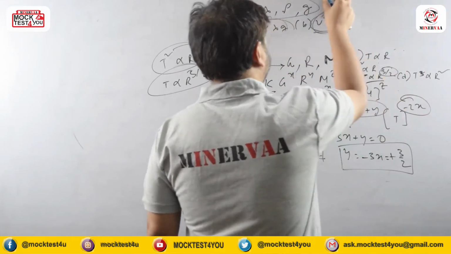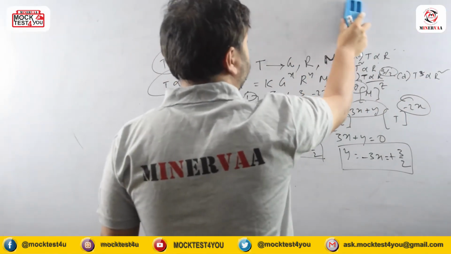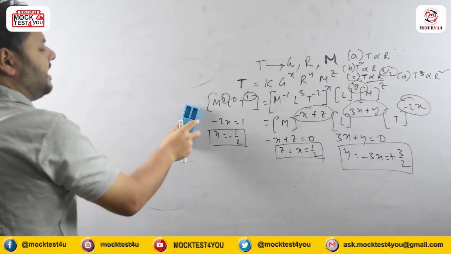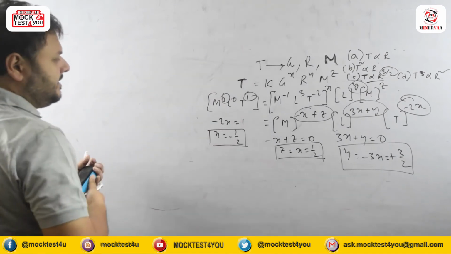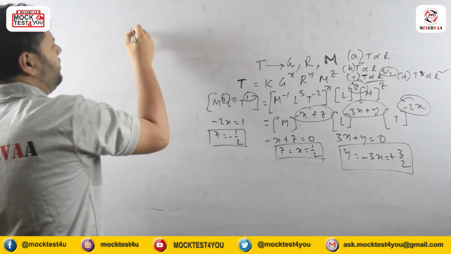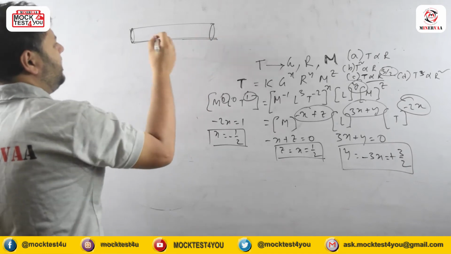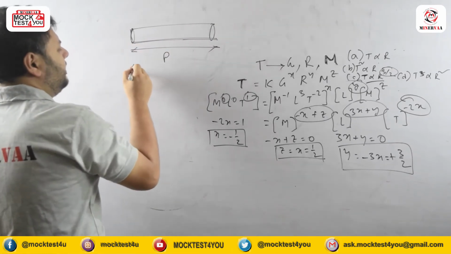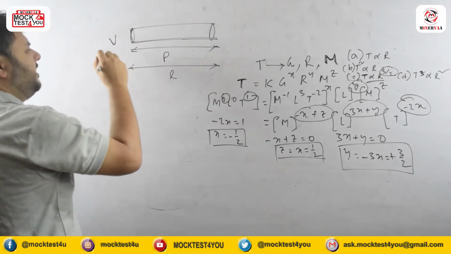Now the important thing is, there is one type of question I can set for you. If one variable is dependent upon four other variables, it will be very hard to discuss that particular situation under dimensional analysis. But suppose there is a tube through which a fluid is flowing, and the pressure difference across the ends is P, the length of the tube is L, and the volume passing through is V.